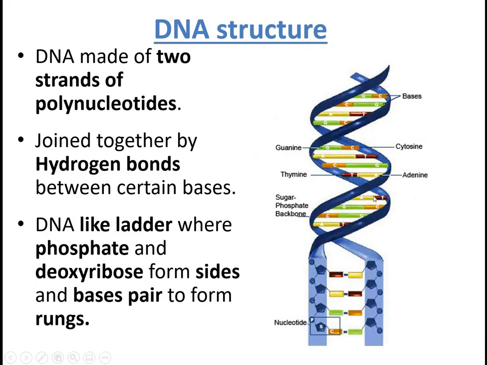So DNA is made of two polynucleotide strands joined together by hydrogen bonds between complementary bases, and the DNA forms like a ladder. The deoxyribose and the phosphates form the sides. So the sides of the ladder are your deoxyribose sugar and your phosphate, and then facing inward like the rungs in the ladder, you've got the nitrogenous bases by complementary base pairing, joined together by a hydrogen bond.